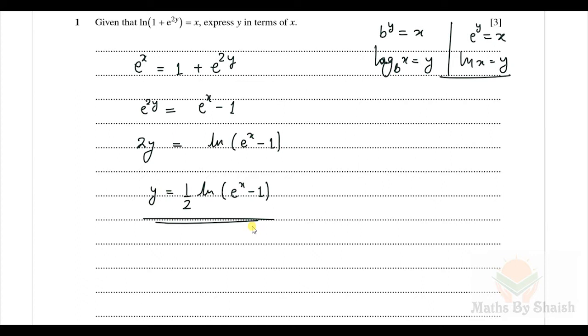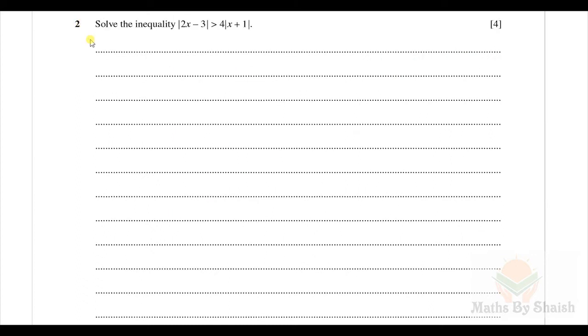Let's do the next question. Here's question number 2. Solve the inequality modulus of 2x minus 3 is greater than 4 times modulus of x plus 1. Whenever we have modulus both sides, the easiest way is to solve by taking the square both sides. Otherwise we can draw the diagram also and we can see from there as well, but the best way is to take the square both sides. So squaring both sides, we will get rid of this modulus and the inequality will be as it is.